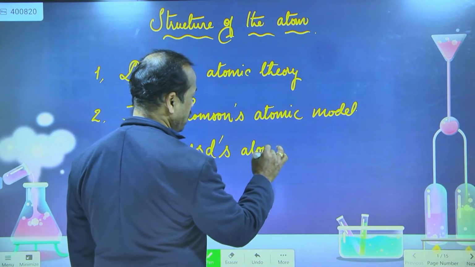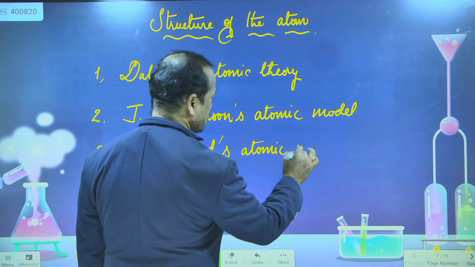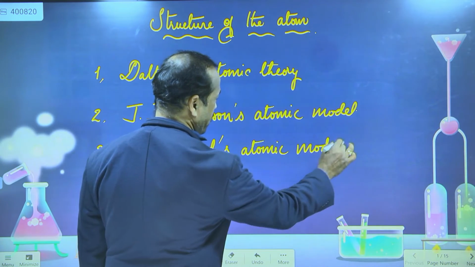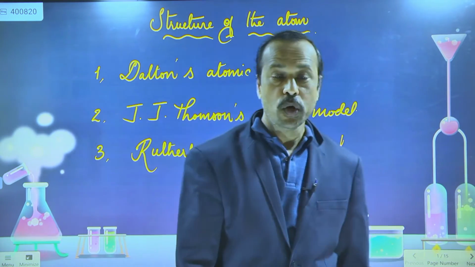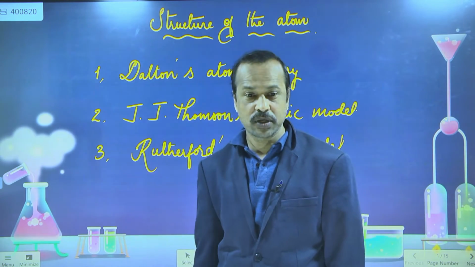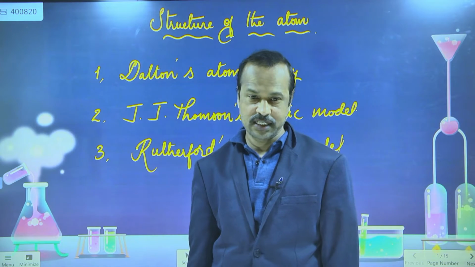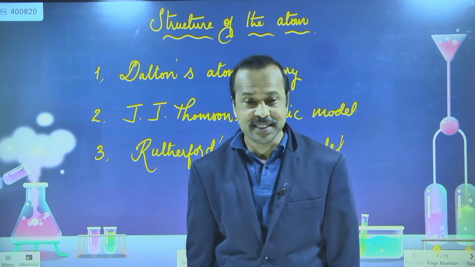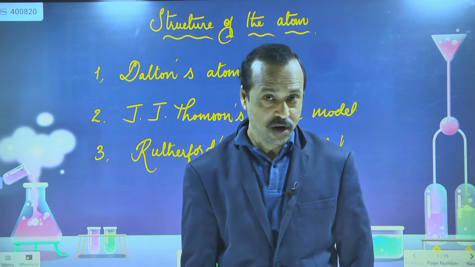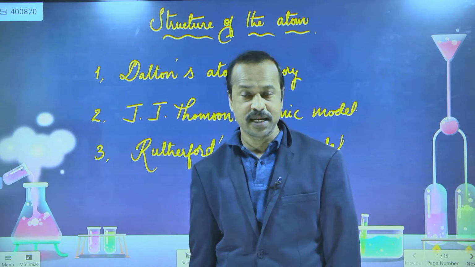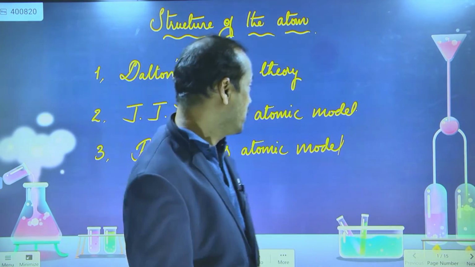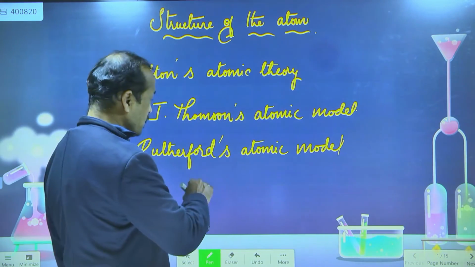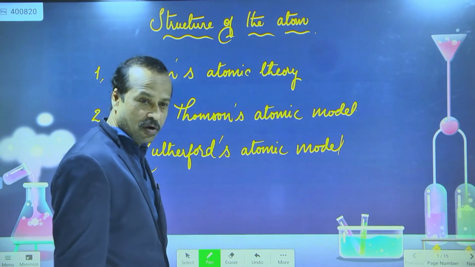Rutherford's atomic model, and he also proposed this atomic model based on one experiment. That experiment is called the gold foil experiment, or the alpha ray scattering experiment. So based on this he conducted one experiment, and based on that he proposed another atomic model.